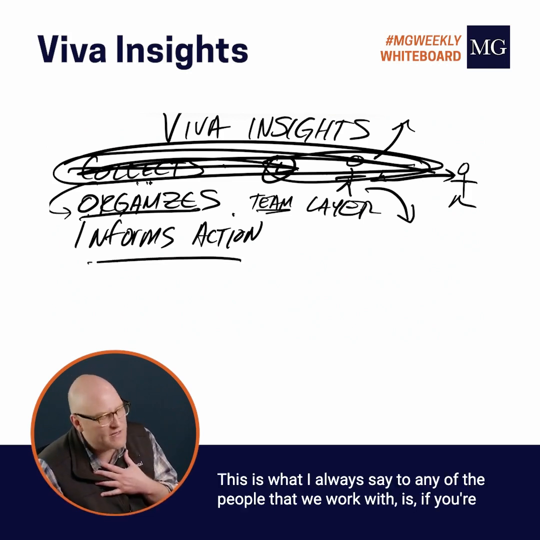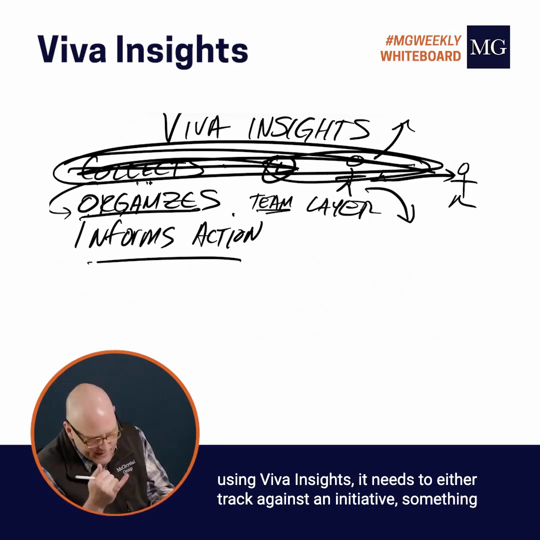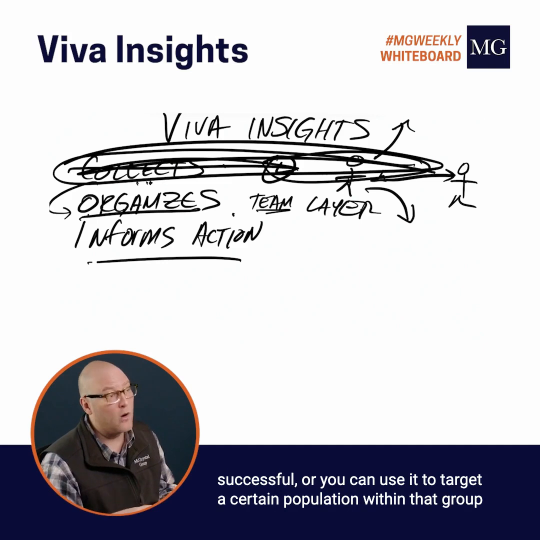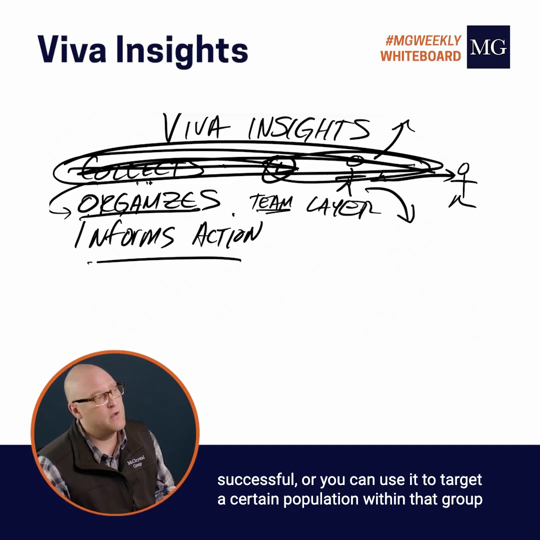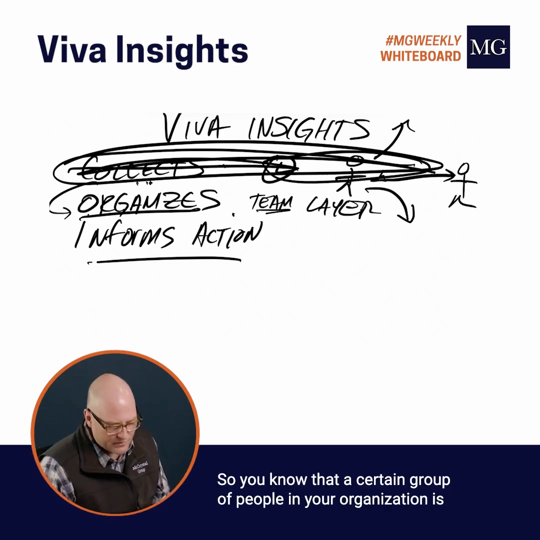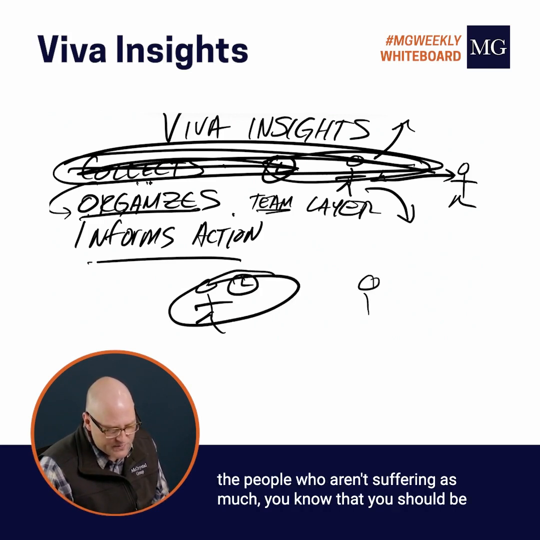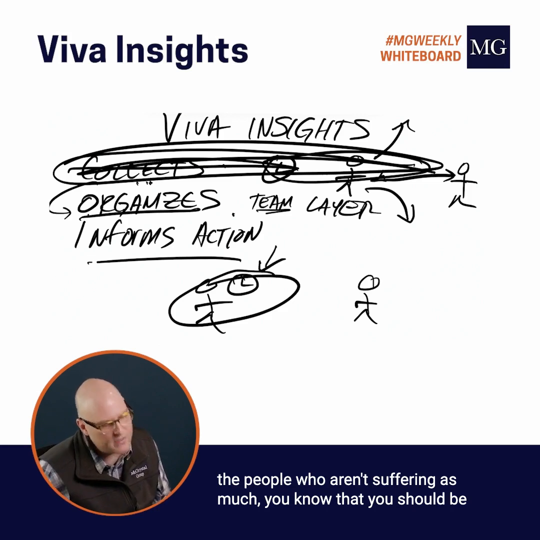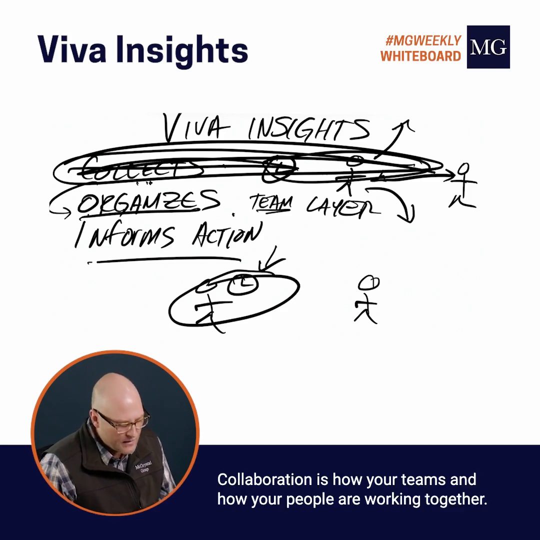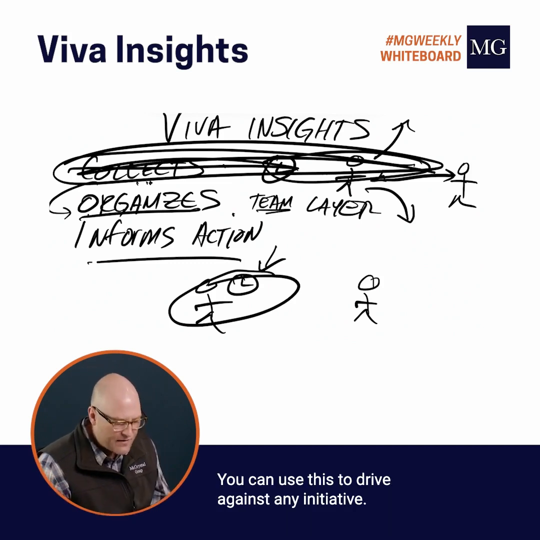This is what I always say to any of the people that we work with: if you're using Viva Insights, it needs to either track against an initiative, something that you're pushing forward where you want to know if that initiative is being successful, or you can use it to target a certain population within that group that you're driving the initiative against. So you know that a certain group of people in your organization is spending a lot more time and you want to help them as opposed to the people who aren't suffering as much. You know that you should be targeting them to move this forward. And what do you move this forward against? Collaboration is how your teams and how your people are working together. You can use this to drive against any initiative.